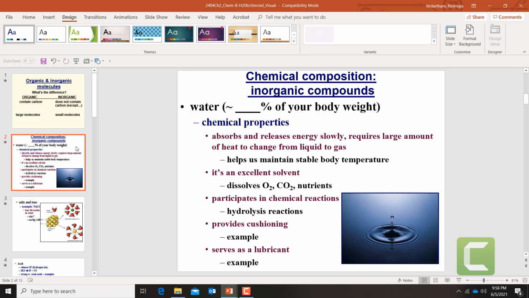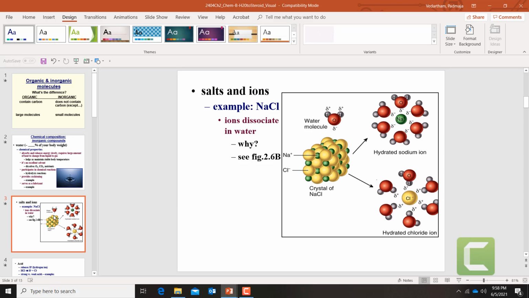Between the bones, the joints contain liquid which helps the bones not rub against each other. In arthritis, this liquid is gone, right? So it doesn't lubricate as well, and that causes the pain between the joints, between the bones. So those are some of the properties of water.